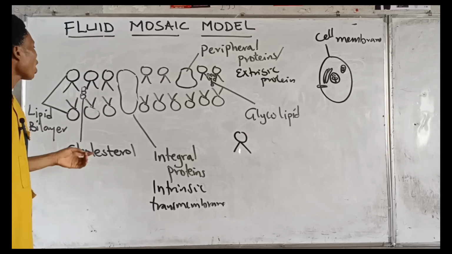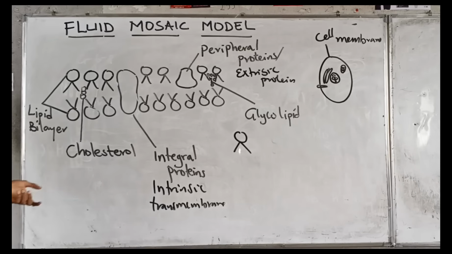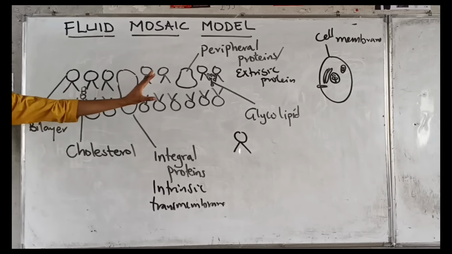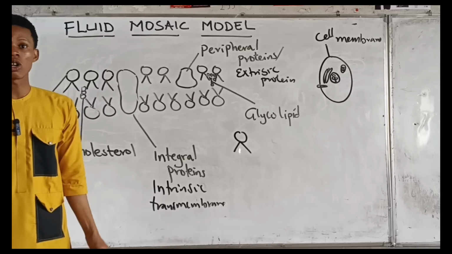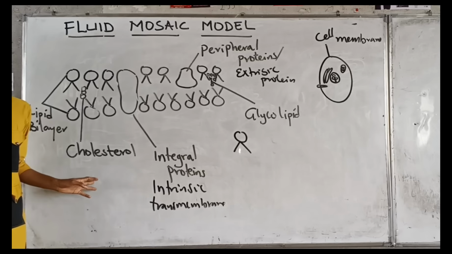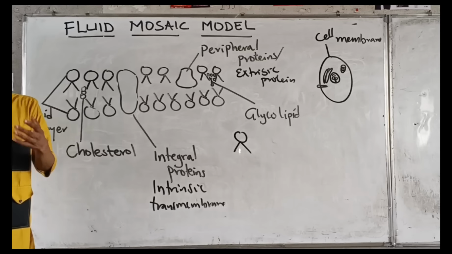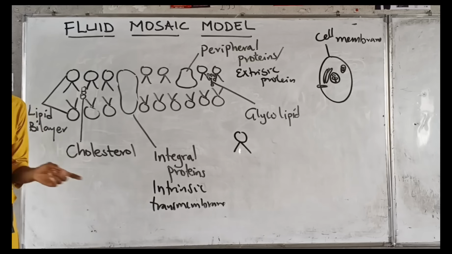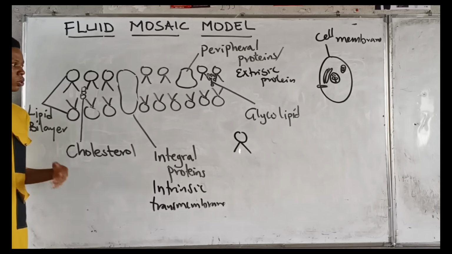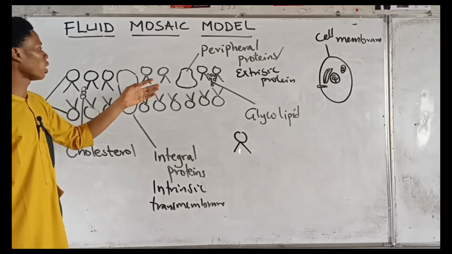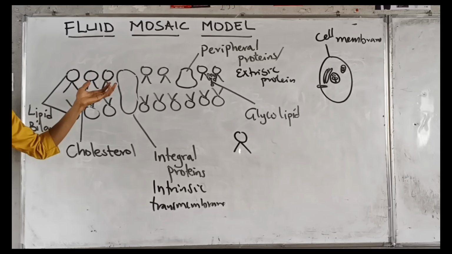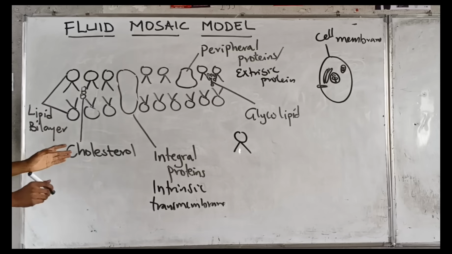Alright. Then we have cholesterol. Cholesterol is doing a great job here. We said this thing is in a fluid state, right? What is responsible for that fluidity of this membrane? Cholesterol. We'll see how cholesterol is responsible for that. But for now, just know that what is keeping this stuff in the fluid state is cholesterol. Then we have glycolipid, and glycoproteins. We have other parts, but these are the major parts of the cell membrane.